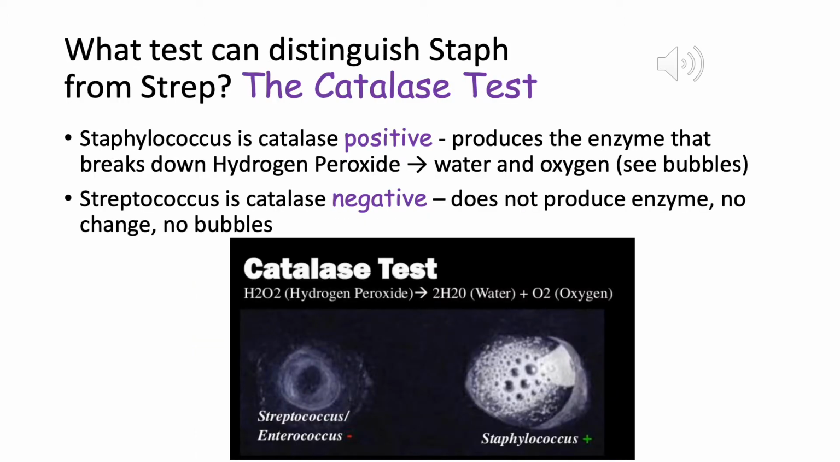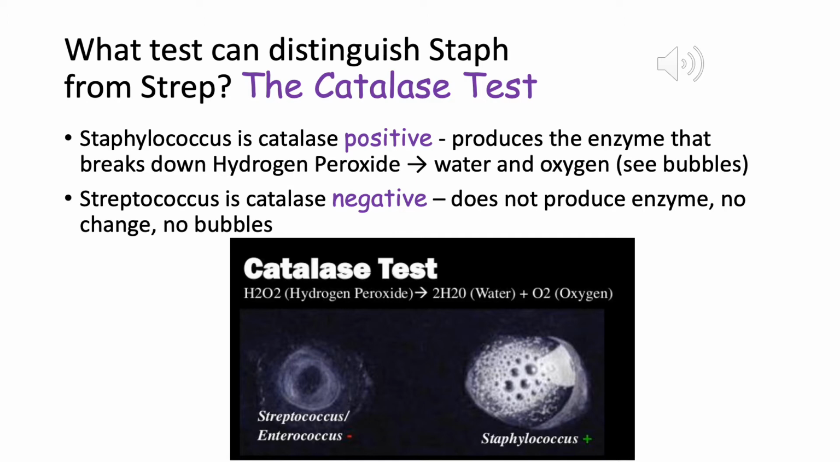Both staph and strep infections are very common in patients. A test to be able to distinguish staph from strep is the catalase test. The catalase test involves mixing a little bit of bacteria into hydrogen peroxide. Staphylococcus is catalase positive, and that means that it produces the enzyme that breaks down hydrogen peroxide into water and oxygen. As a result of that reaction, you would see bubbles.